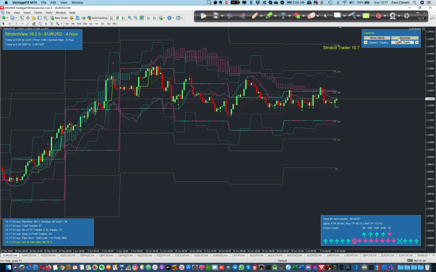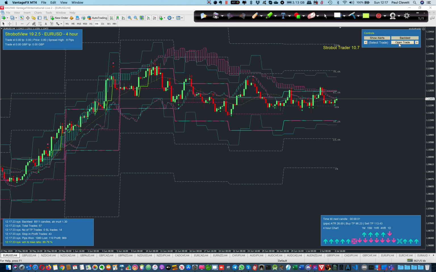Backtest actually runs a backtest on the chart you're on. So you see, if I hit backtest down here on the status thing, then I'll draw a little arrow. You can see it took 57 trades in the backtest, and we won 1,080 trades and lost 110, which gives you a profit of about 89%. Okay, it's a rough backtest, but it's enough to tell us the thing's working properly.